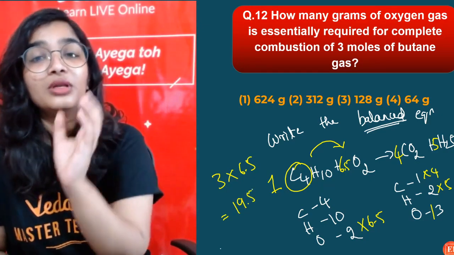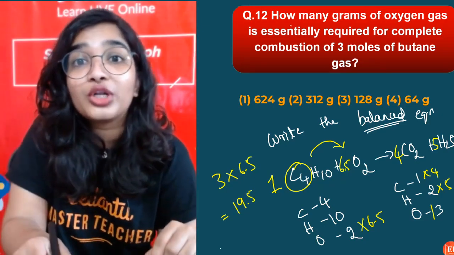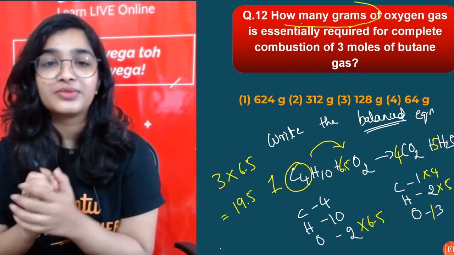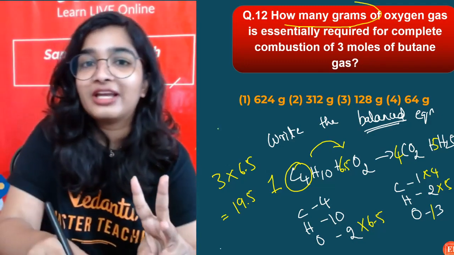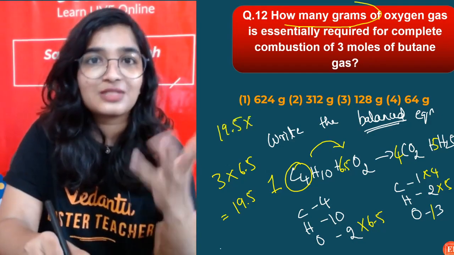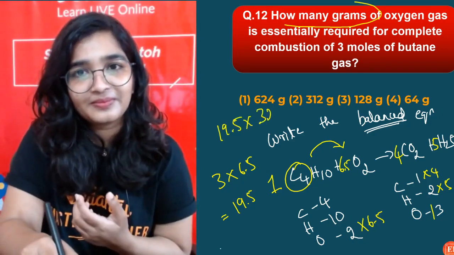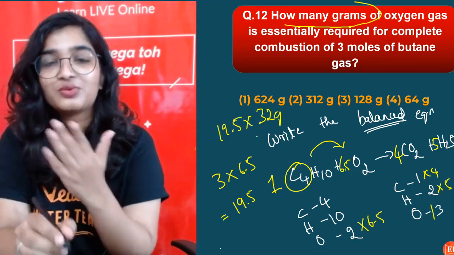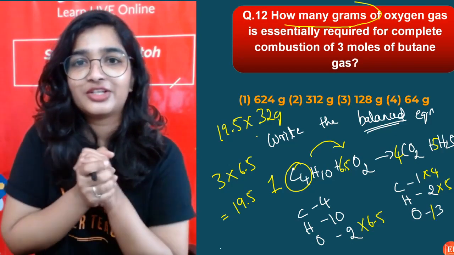So this is in mole, but what is the question? They want you to say it in terms of grams. So 19.5 moles into what is its molar mass? 32 gram. 19.5 into 32. How much will it be? Come on, quickly do the calculation.